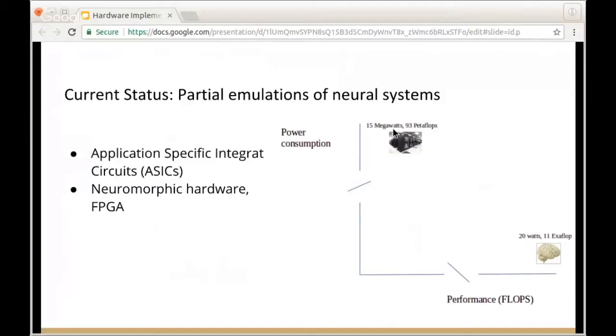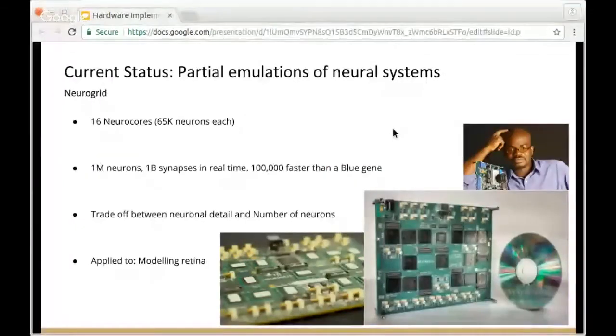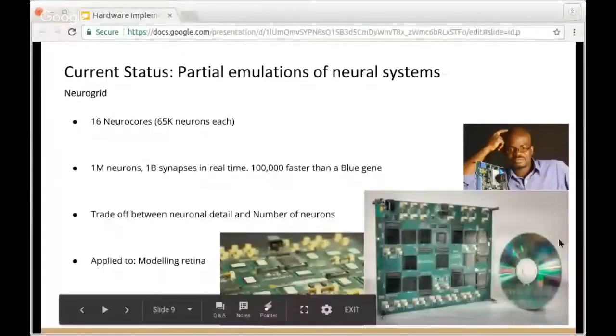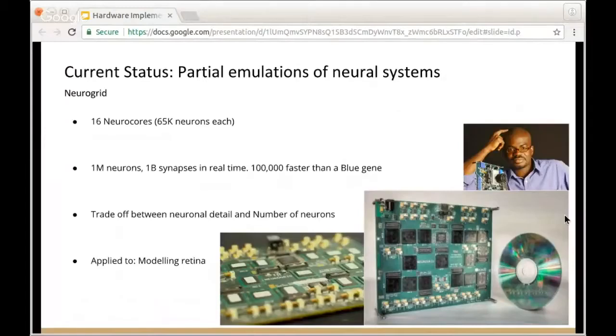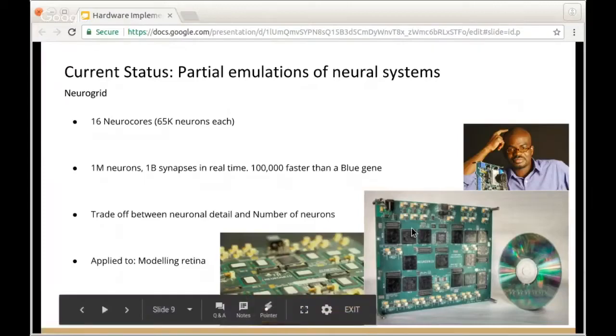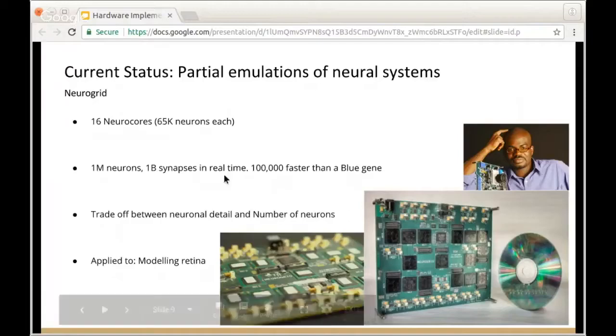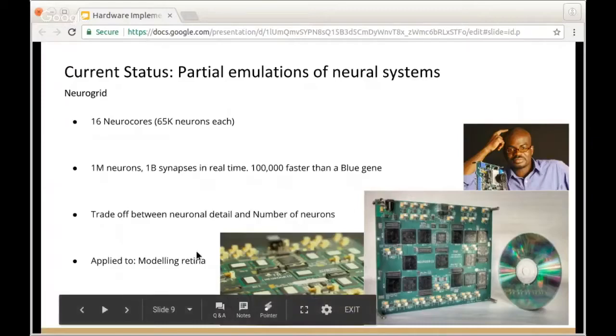So let's talk about one of the good examples of this effort, the NeuroGrid. NeuroGrid, developed at Stanford University, is a neuromorphic chip that can simulate almost 1 million neurons with 1 billion synapses in real time, and it's 100,000 times faster than a Blue Gene supercomputer, and it only consumes 5 watts of power. As you can see in the picture, there are 16 neural cores that each have 65,000 neurons. And this model has been applied to modeling the retina.